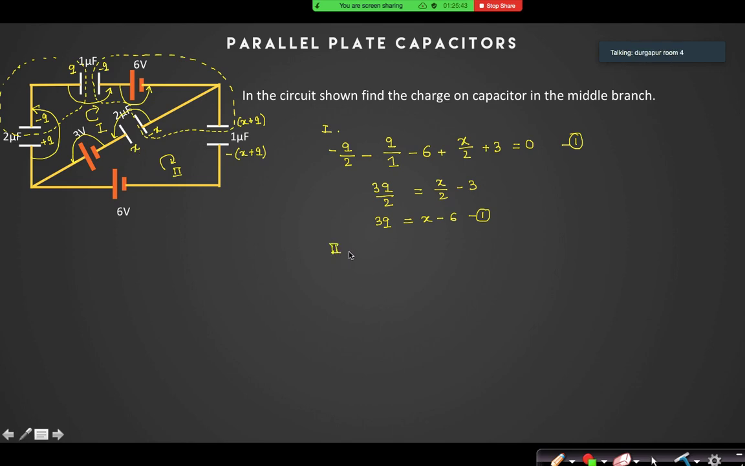What about the second loop? Now if I start from the X and move clockwise, can you tell me the first term I will write? Minus 3. Minus X by 2. I'm moving from X, right? Then from here to here, what should I write?